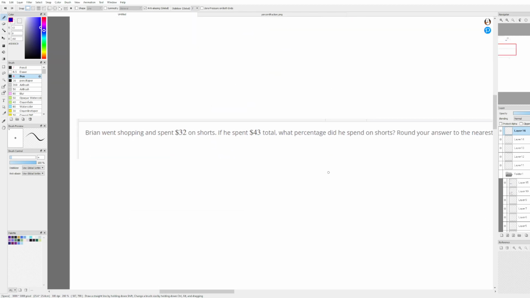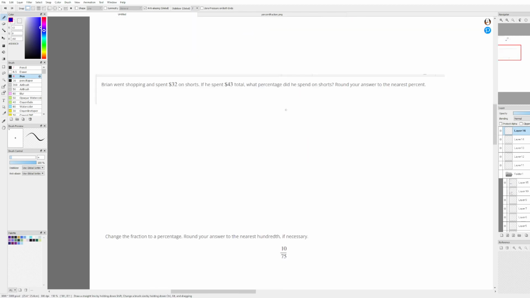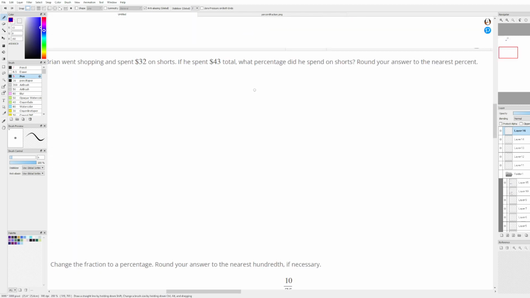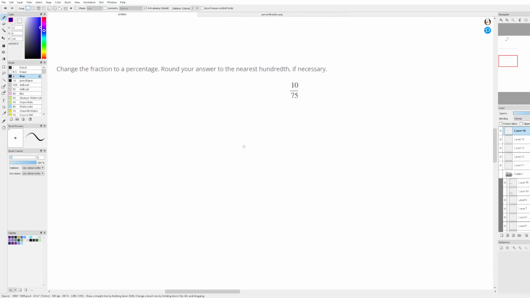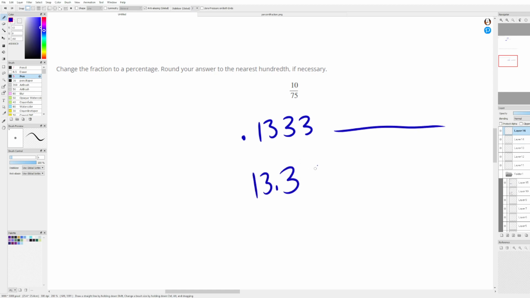And then this next one is a little bit more tricky. I wanted to talk this one out a little bit longer, so before I do that, I'll do this first actually. We want to change this fraction to a percentage. What we can do is 10 divided by 75, which gives us 0.1333333 and so on. We can just say this is 13.3%. And that would be our answer for this.